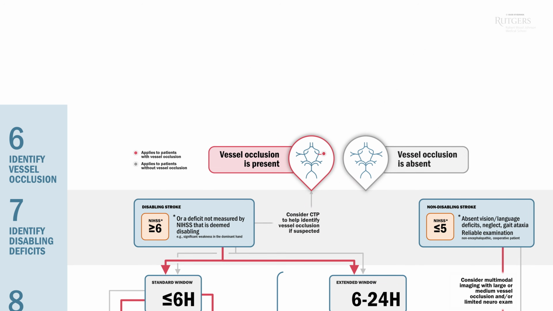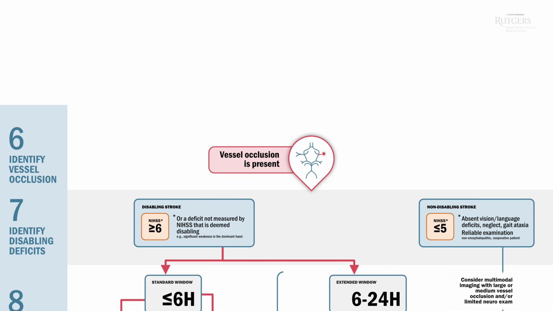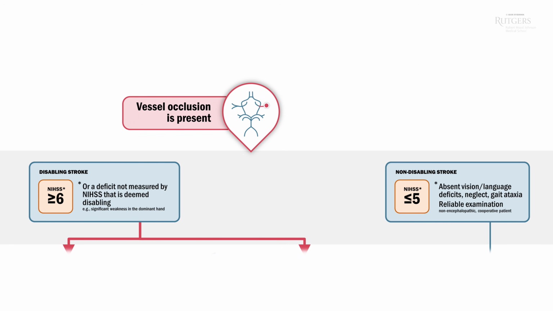Let's say occlusion is present. We should then decide if the deficits are disabling. Chances are they will be. Disabling deficits are generally defined as NIH stroke scale score of 6 or more for anterior circulation and 10 or more for basilar artery occlusion. Non-disabling deficits are roughly defined in the literature as NIH stroke scale score of equal to or less than 5.